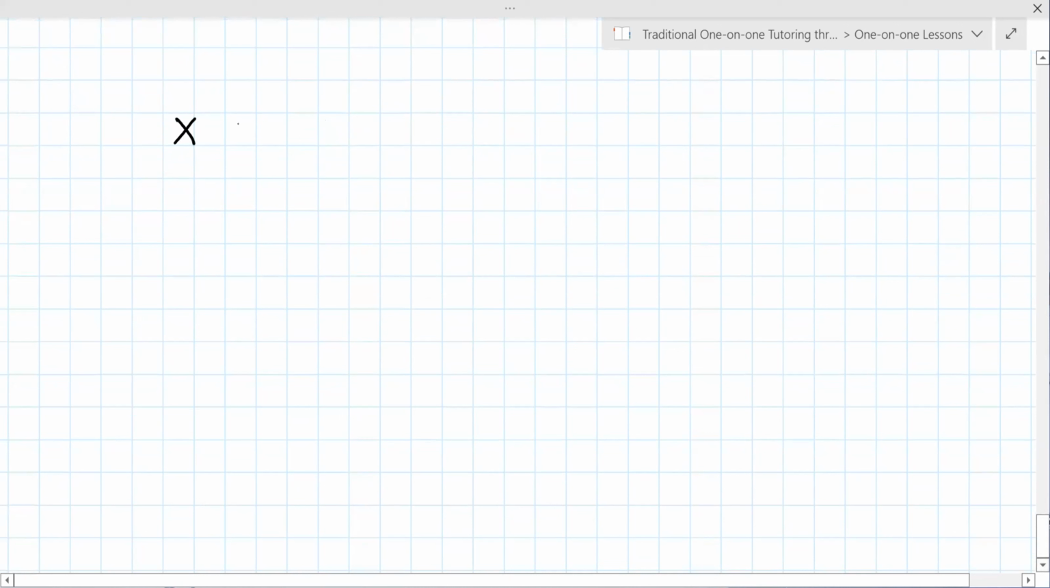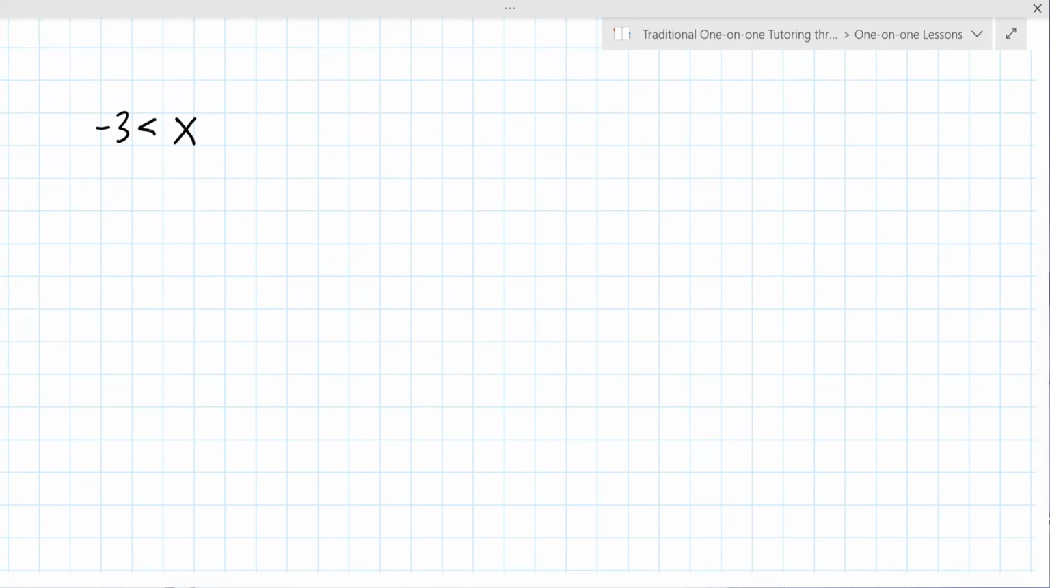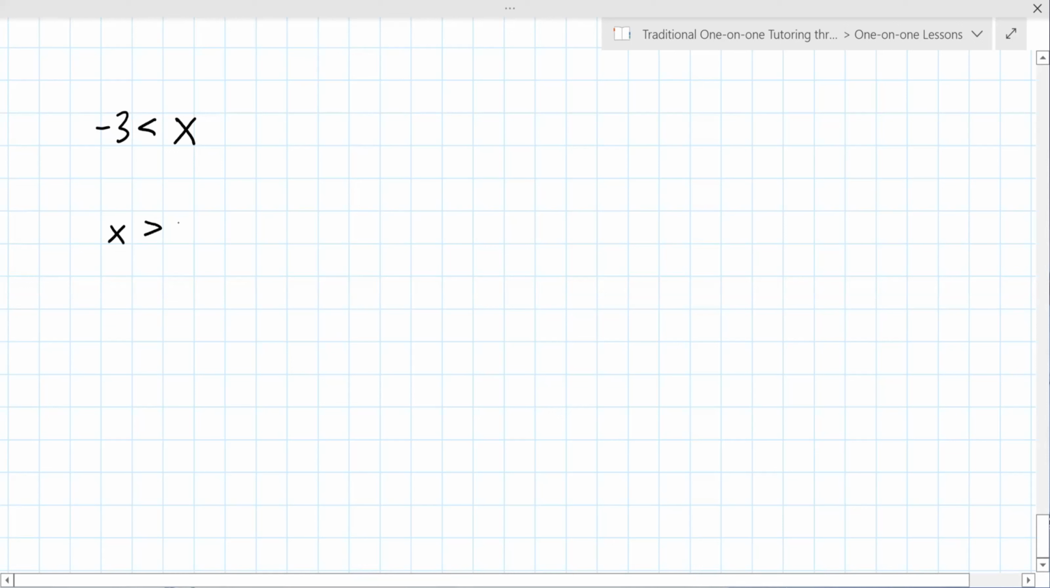Let's say it's x. I'm sorry. Let's say it's -3 greater than x. Can you rewrite this for me using that same approach? X is greater than -3. Like this? Yeah. Okay. Yeah, that's correct.